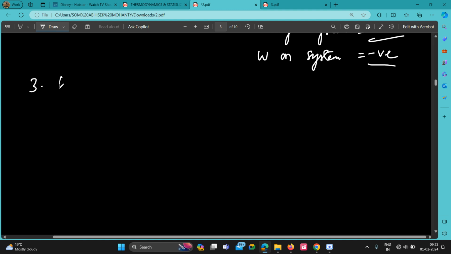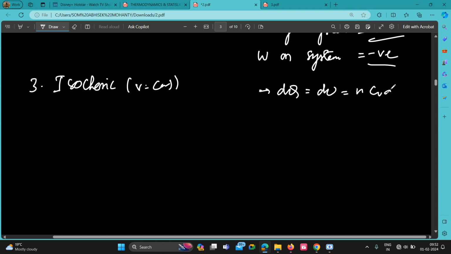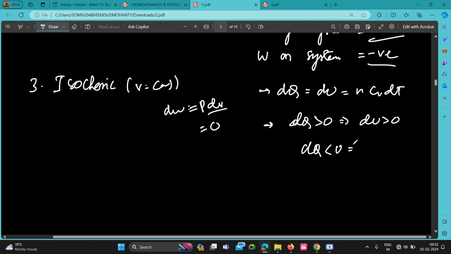Next is isochoric. Isochoric is volume constant. So dQ will be equal to dU only, which is nCv dT. Why? Because as V is constant, dW is equal to PdV, so dV is 0. So dQ is equal to dU plus dW, and dW is 0. So if dQ is greater than 0, then dU is also greater than 0. And if dQ is less than 0, dU is less than 0.